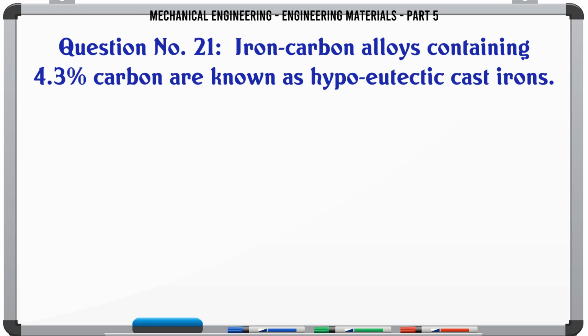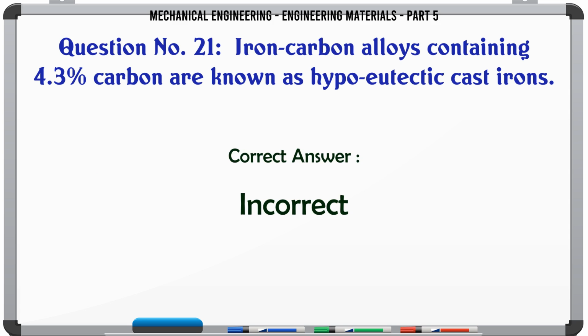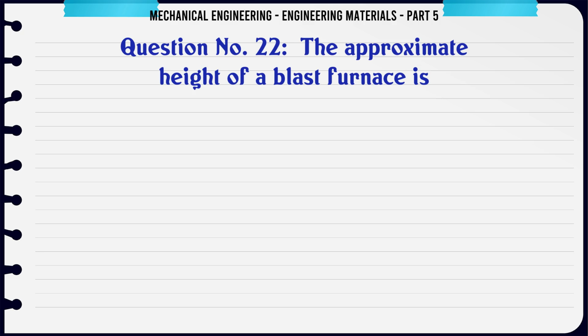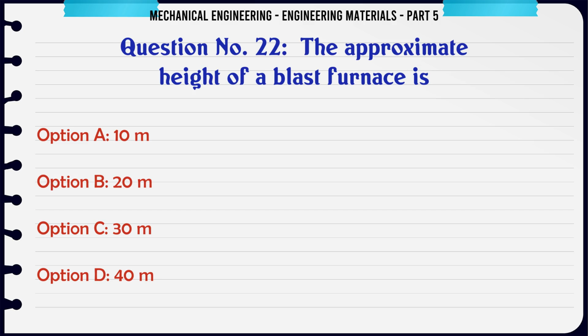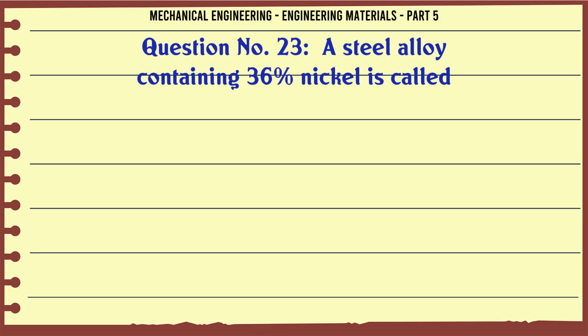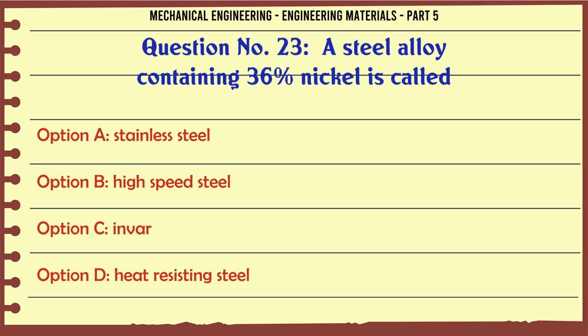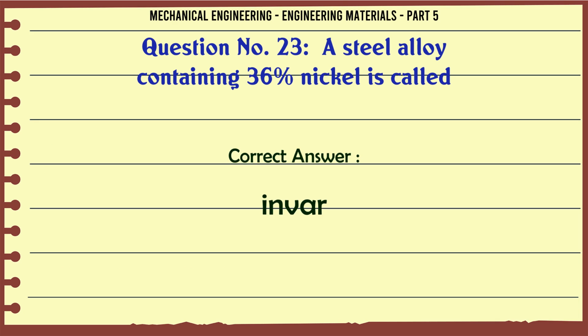Iron-carbon alloys containing 4.3% carbon are known as hypo-eutectic cast irons. A. Correct. B. Incorrect. The correct answer is incorrect. The approximate height of a blast furnace is A. 10 m. B. 20 m. C. 30 m. D. 40 m. The correct answer is 30 m. A steel alloy containing 36% nickel is called A. Stainless steel. B. High-speed steel. C. Invar. D. Heat-resisting steel. The correct answer is Invar.